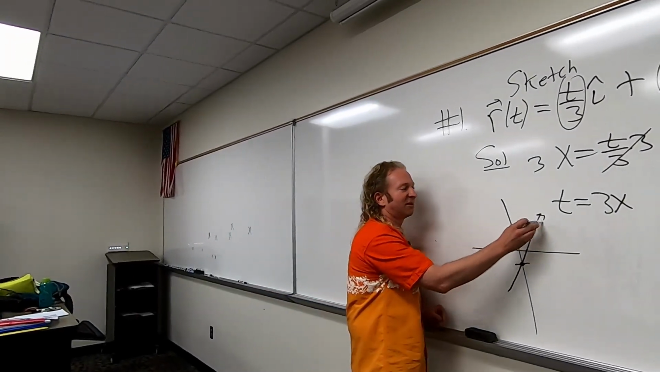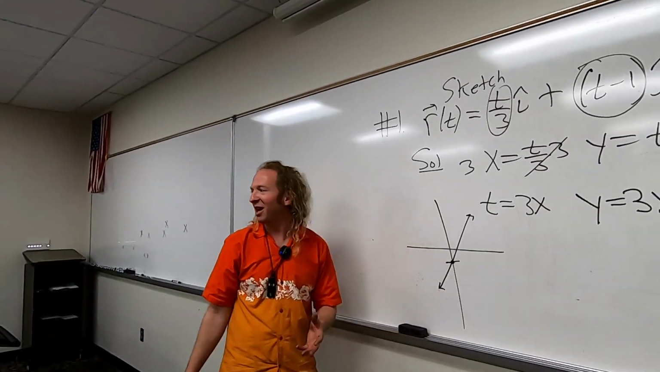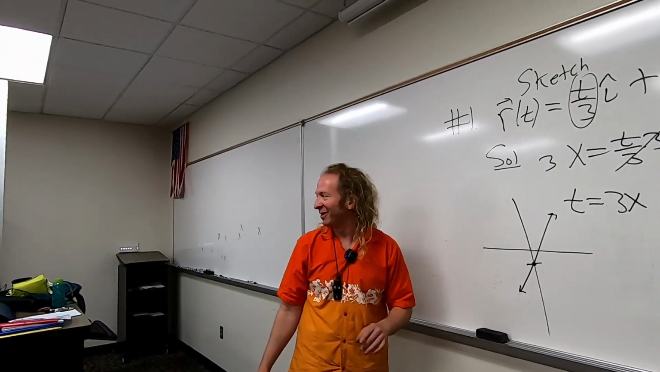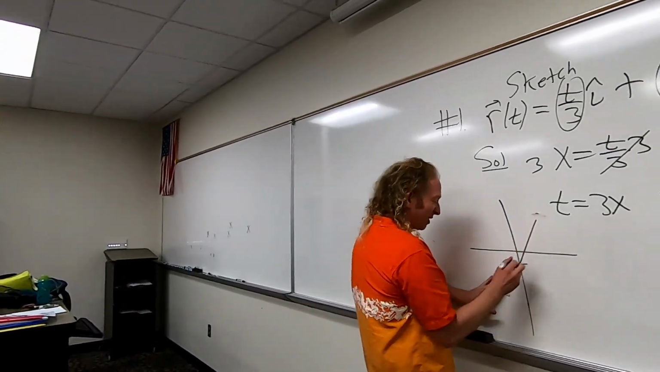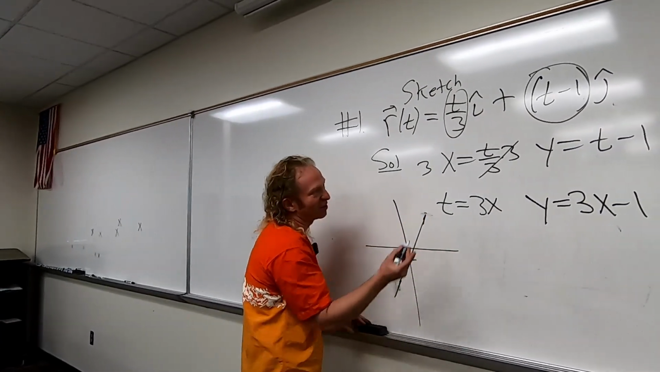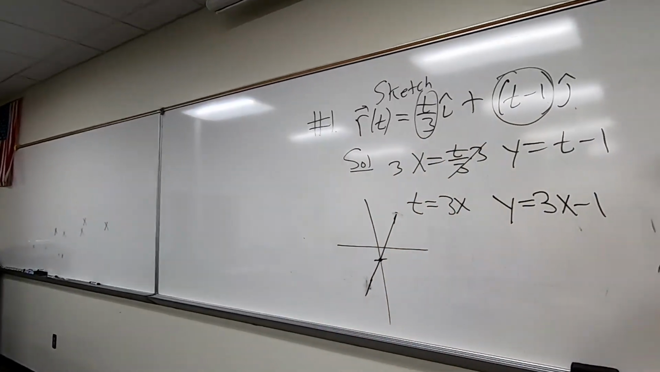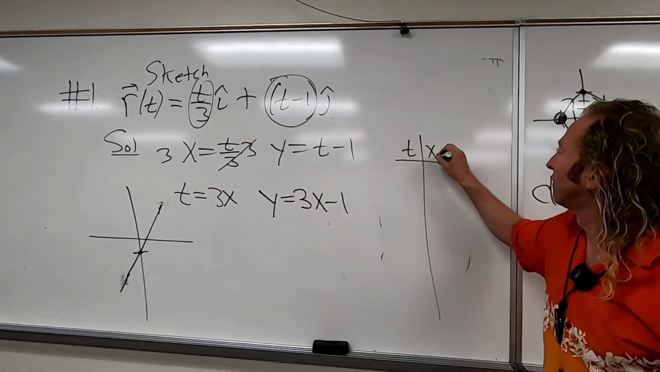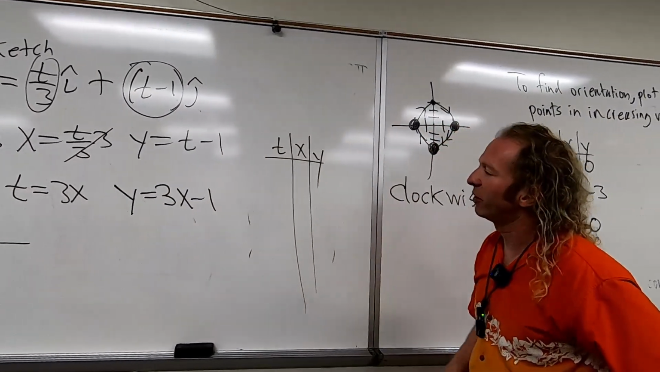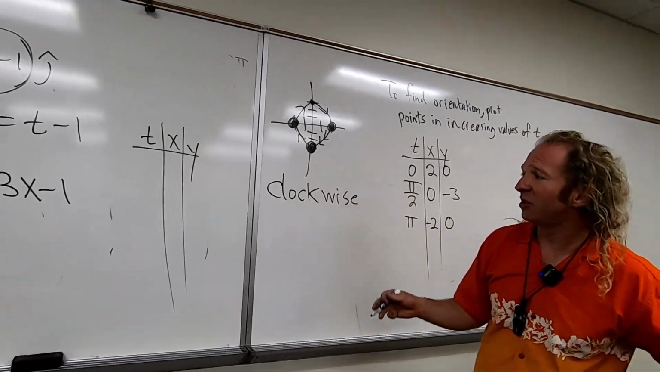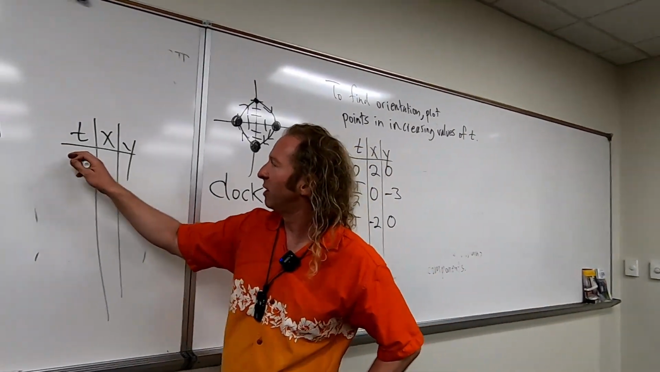Notice I didn't do this because you can't, right? Because there's an orientation. And plus I don't want to lose points. So it looks like that. Now we just have to pick some points and plug them in to figure out the orientation. I think 0 is a good number because we already know what that's going to be.